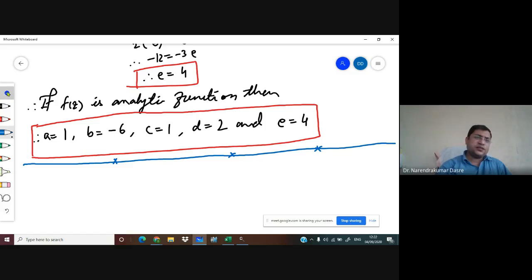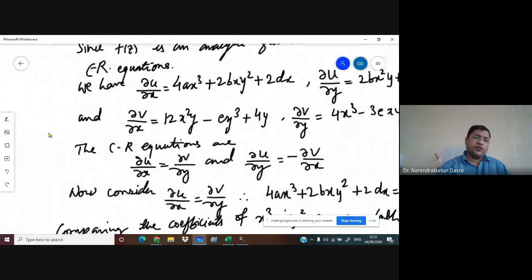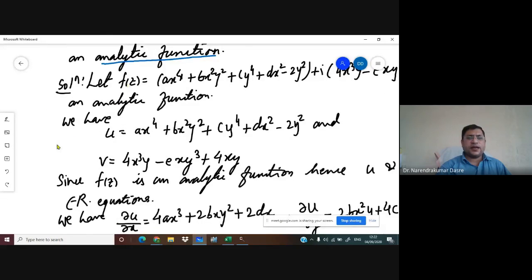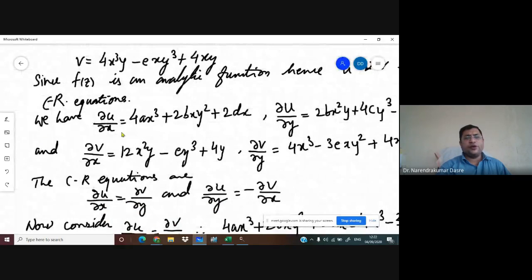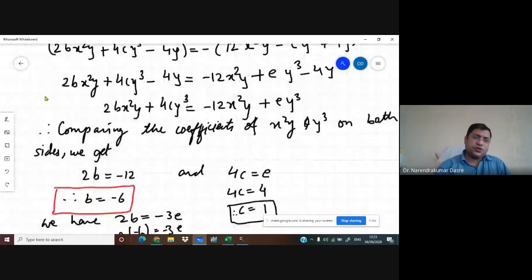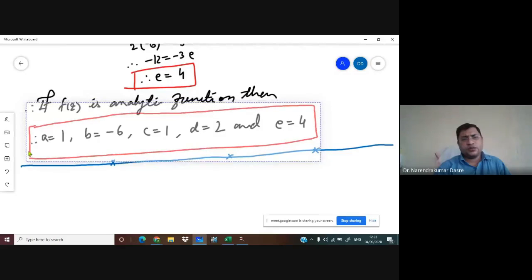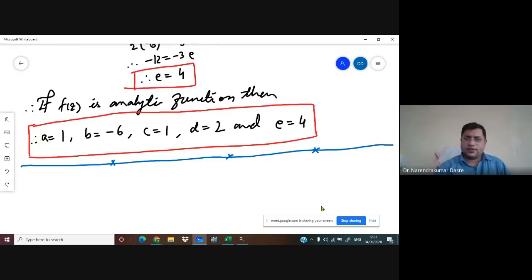Now in this example, the function f of z is analytic, and you can see the first order derivatives are all polynomials, and we know these polynomials are always continuous. So they satisfy the CR equations as well as they are continuous. And using this information, we are able to find the values of the constants which are not given to us.